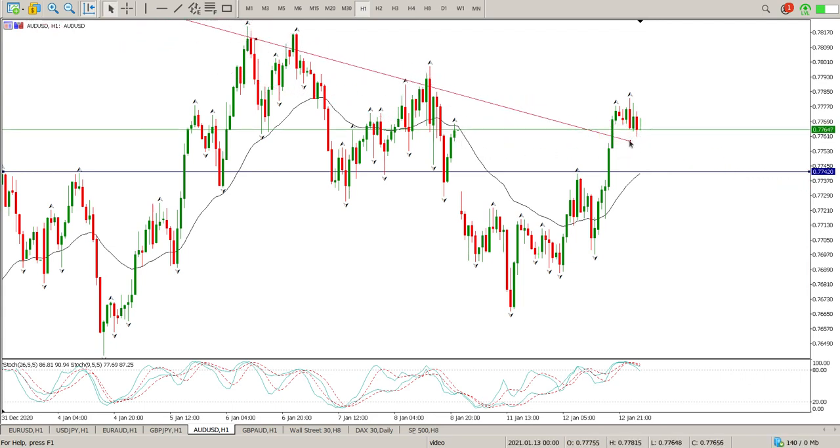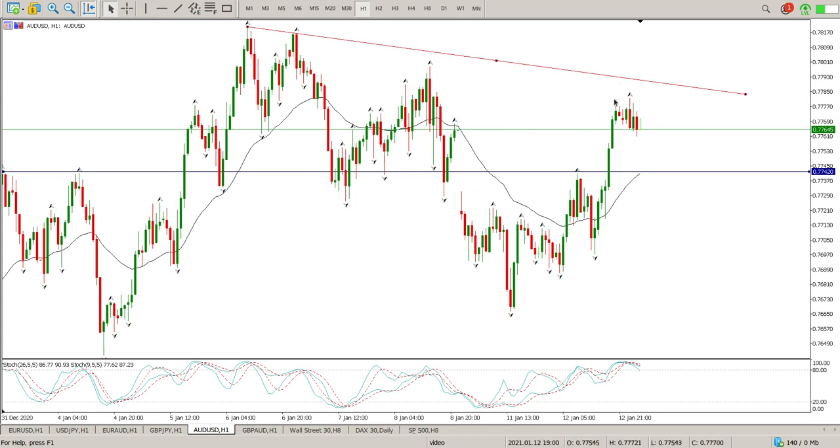Sorry, let me just fine tune this line here. I can see it. So there it is there. Okay, so that's the first thing that we need to pay attention to.